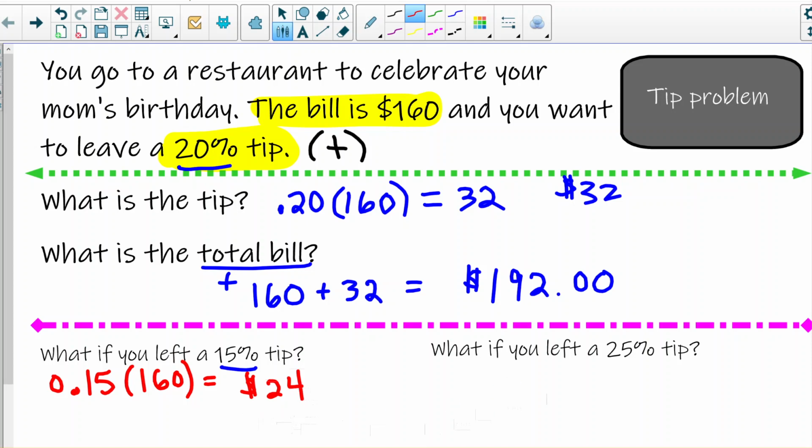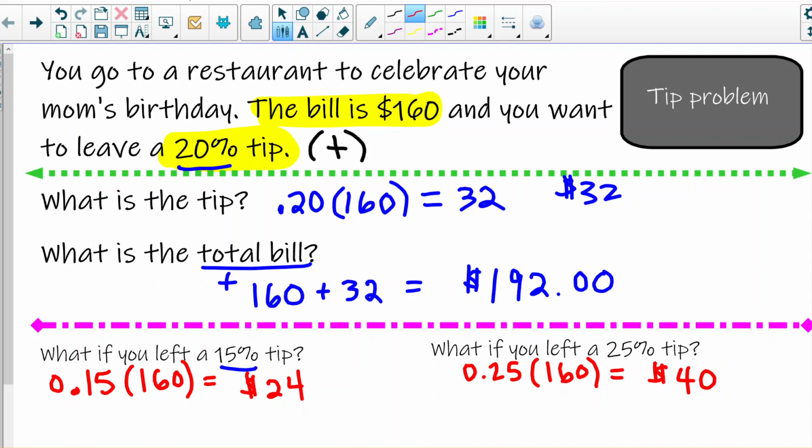If we wanted to leave a 25% tip, again, we would convert 25% to a decimal, which is 0.25, and multiply that times 160, which is $40.